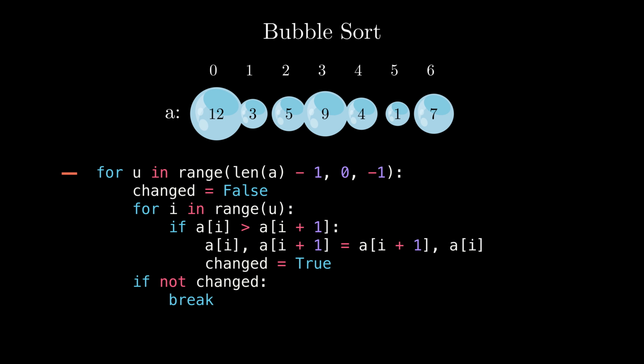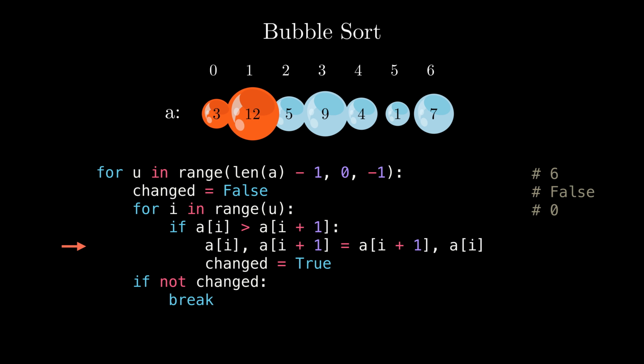We will initialize the upper bound to be the length of the array minus 1. Initially, the change flag would be false and we would enter the inner for loop. We will start from i equals 0 and check if the array element at index 0 is larger than the element at index 1. As 12 is larger than 3, we will enter the if block, swap the elements, and set the change flag to true. We will then check if the array element at index 1 is larger than the element at index 2. As 12 is larger than 5, we will enter the if block again, swap the elements, and set the change flag to true. After that, we will compare the element at index 2 to the one at index 3. As 12 is larger than 9, we will swap them and set change to true.